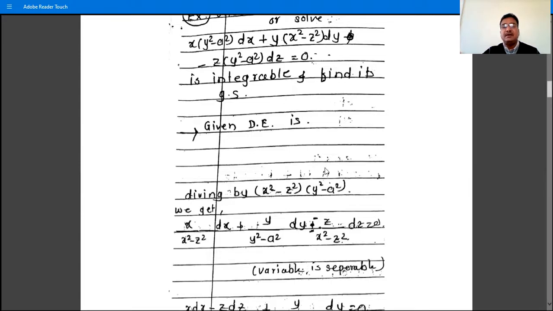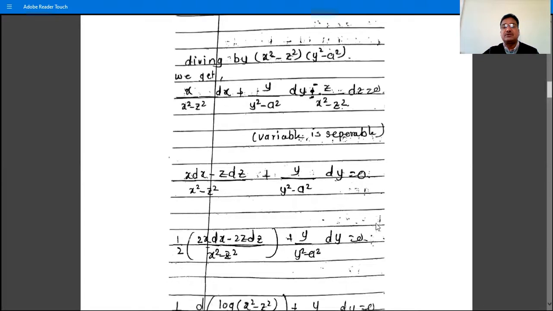Then dividing, or multiplying, by 1 divided by (x square minus z square)(y square minus a square), what do we have? The coefficient of dx is x by x square minus z square dx, plus y by y square minus a square dy, and minus z by x square minus z square dz is equal to 0. And this is one variable separable. So the y variable is separated in this example.